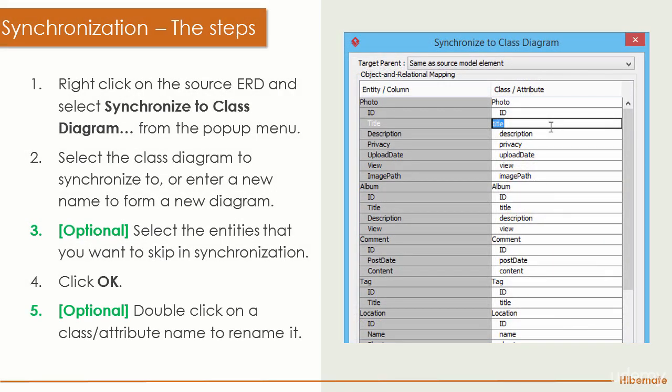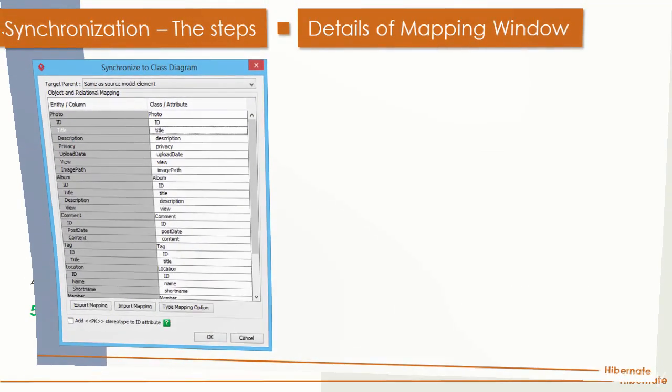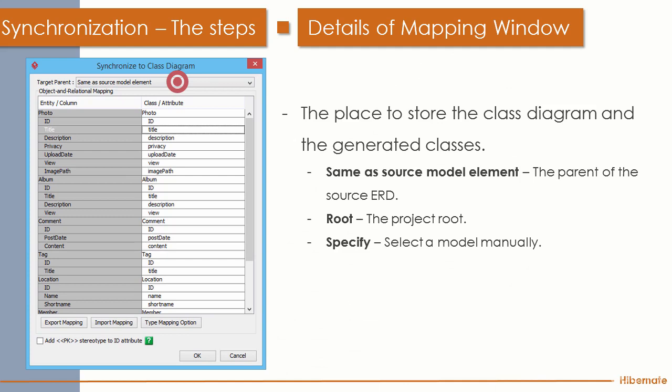Let's talk about the options you can configure while generating the mapping. First, you can select where to place the class diagram. You have three options. One is the same as the source model element. It depends on where the ERD is placed, and then we place the class diagram next to it in the same parent. Or you can generate to the root, which we don't suggest. Or you can select another model to generate into. The model is something like a folder in the file system. Then you can put it in the model.